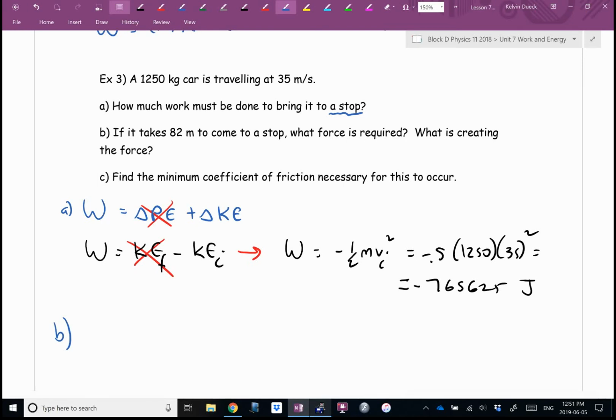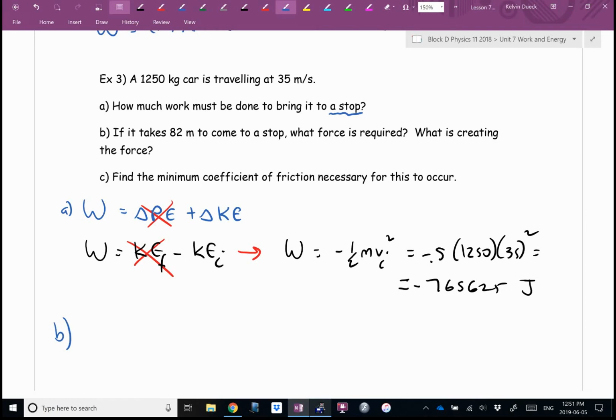What else did they give me in B? What did I find in part A? So here's what I just heard you say. They want me to find force. They gave me a distance. I already know work. It would be convenient if there was an equation that had force and work and distance in the same equation. Is there?